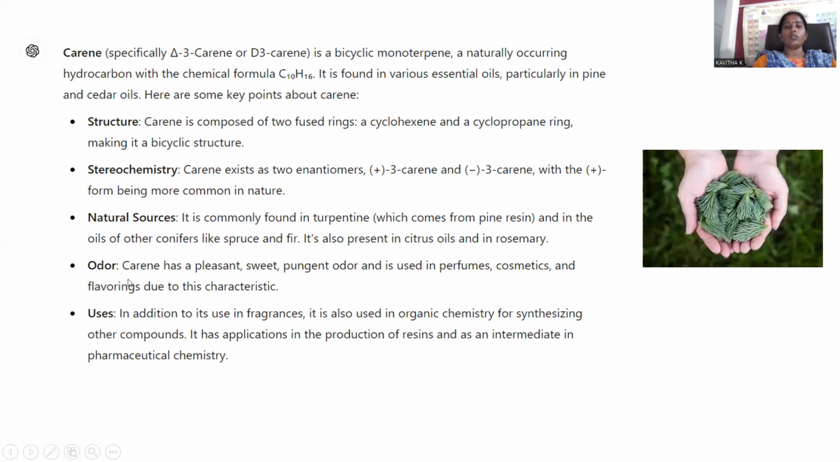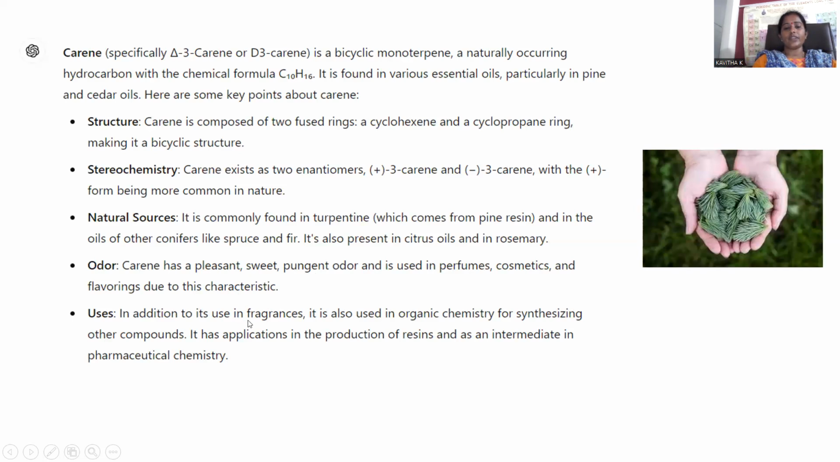Obviously all the terpenes are aromatic in nature. These are called essential oils as well. Another alternative name for the terpenes is essential oils. Odor: carene has a pleasant, sweet, pungent odor and is used in perfumes, cosmetics, and flavoring due to its characteristic smell. Because of this reason we use it in perfumes and cosmetics, where we can apply these carenes.